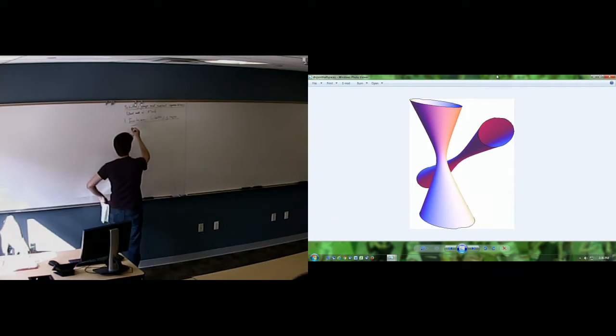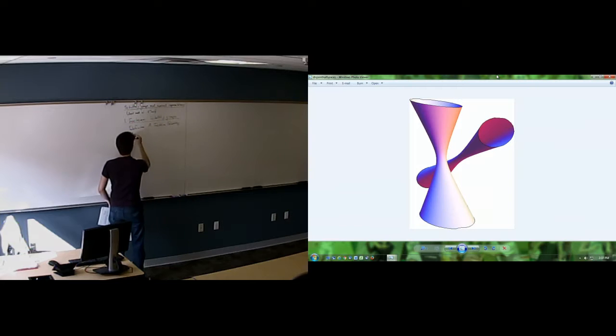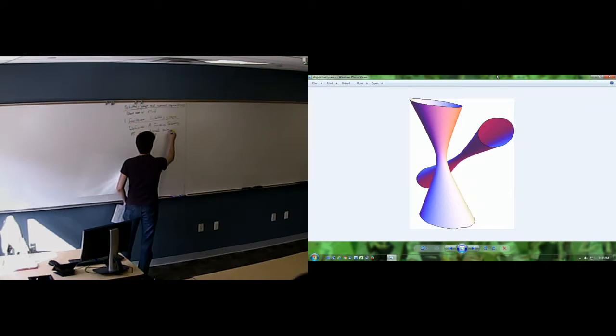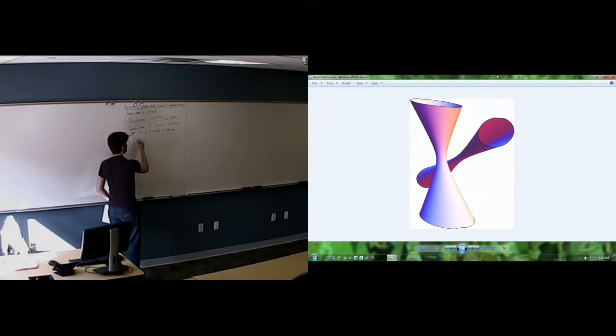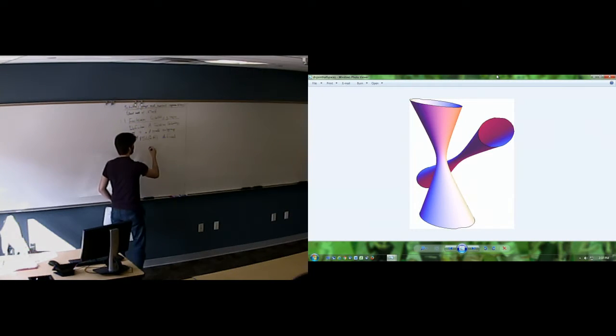OK, so definition. Fuchsian Schottky group is a discrete subgroup gamma of PSL2(R), defined way better by a picture than by trying to formalize it with indices everywhere. So defined in the following way.